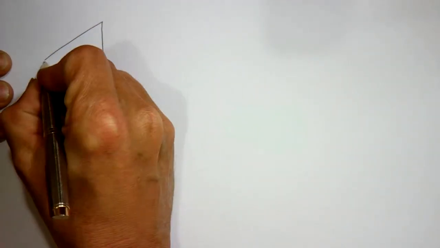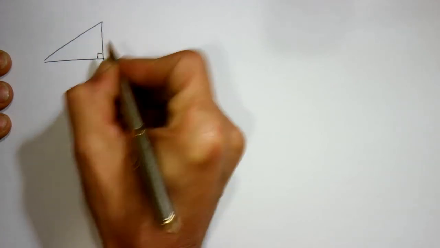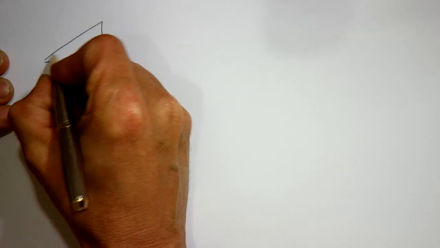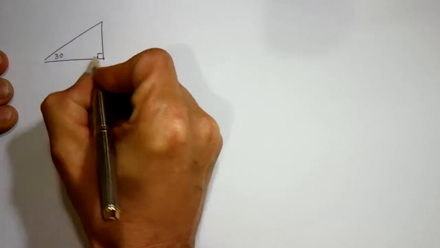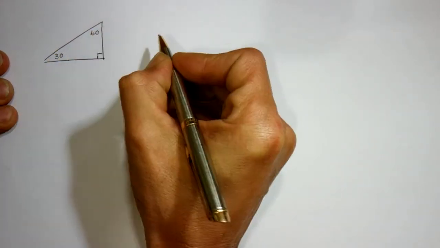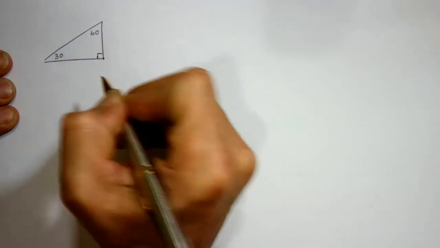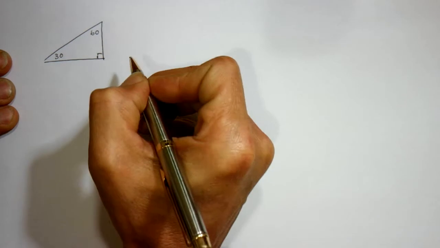Okay, so second one on trig. We need to know values. There's certain triangles that are important. They come up a lot. So the first one has got angles 90, 30 and 60. So the angles are in the ratio of 1 to 2 to 3, 30, 60, 90.